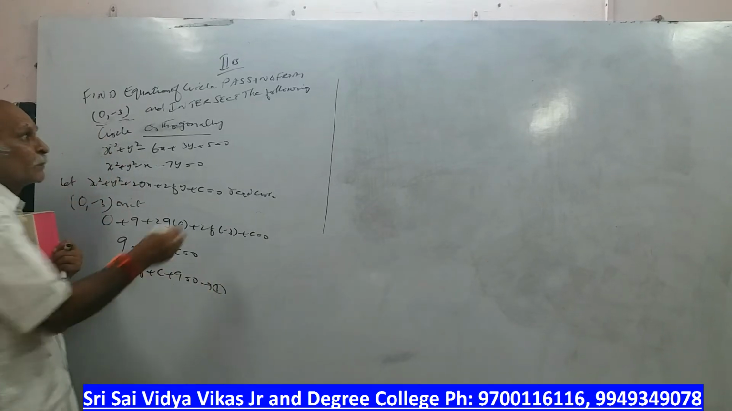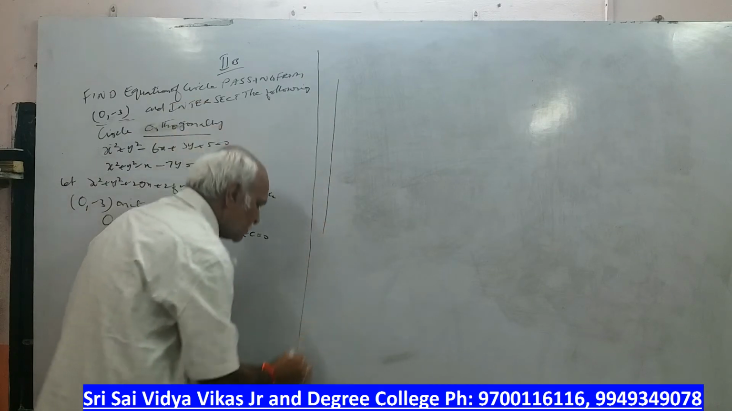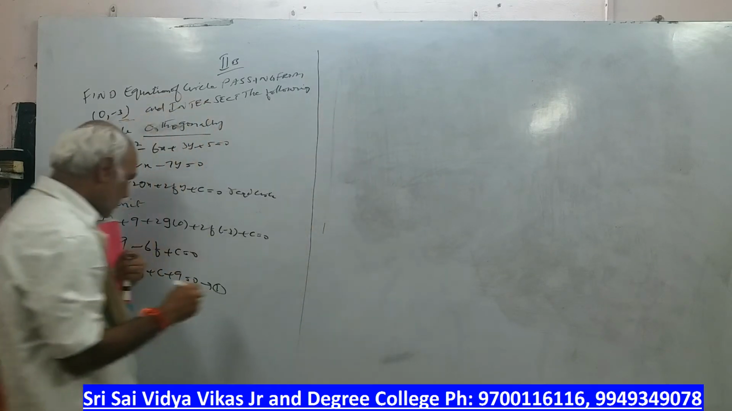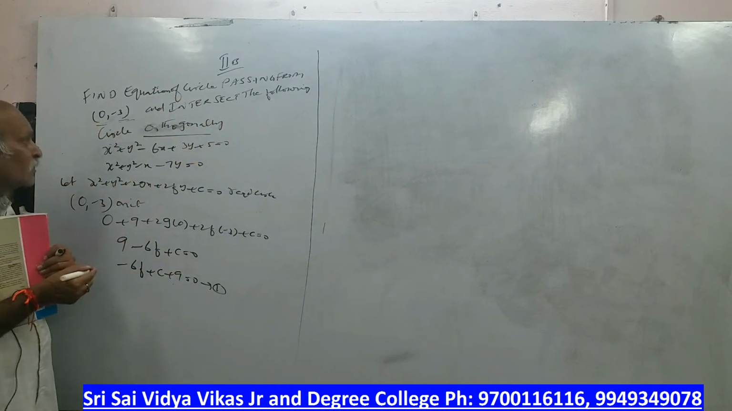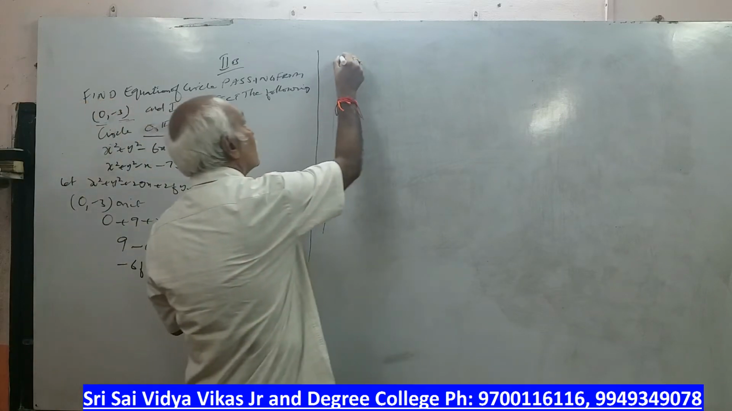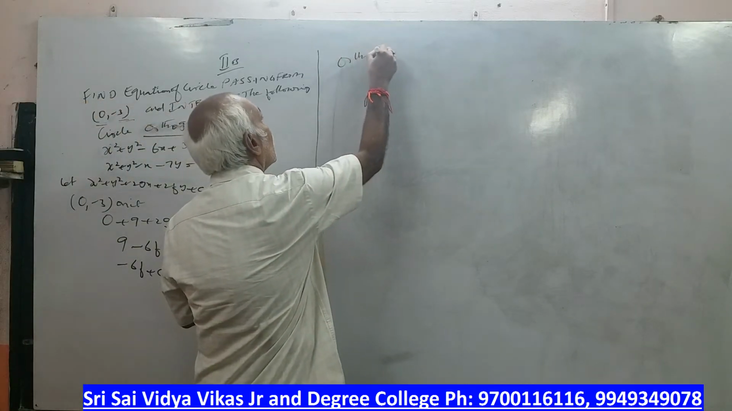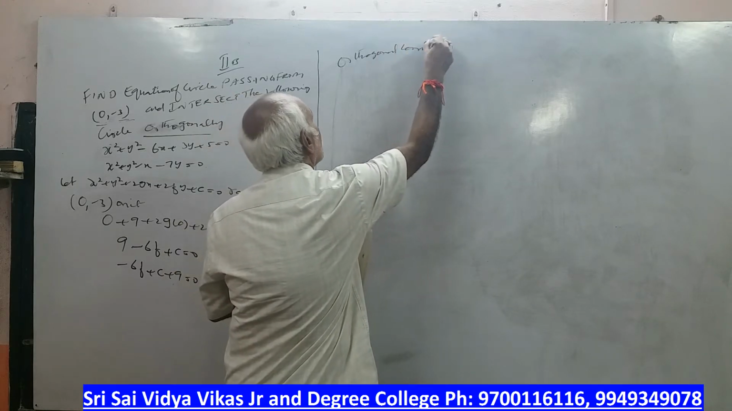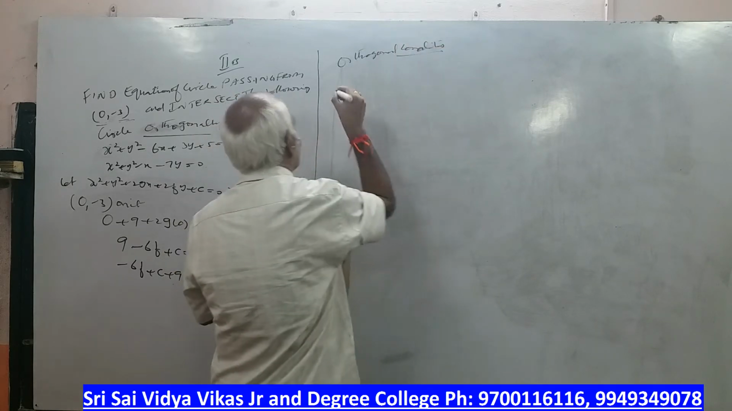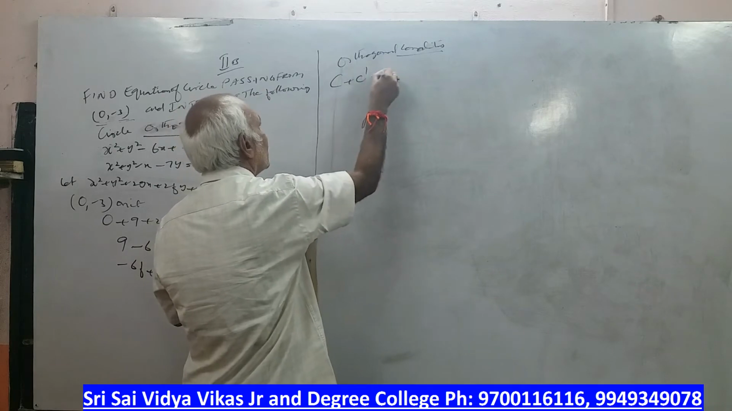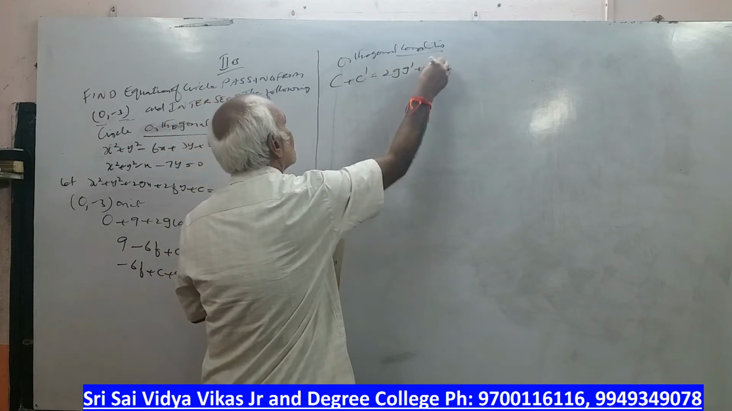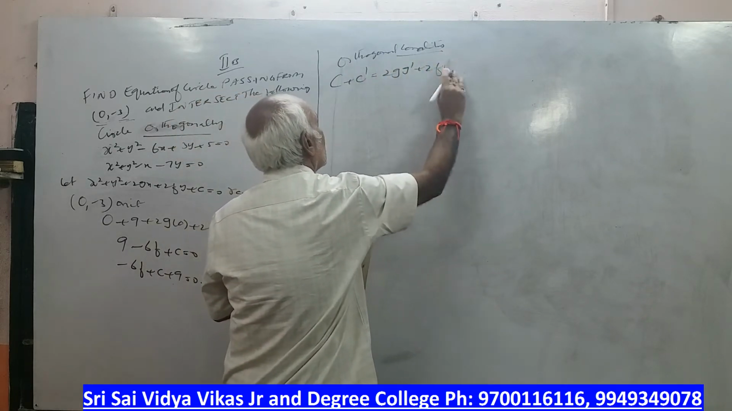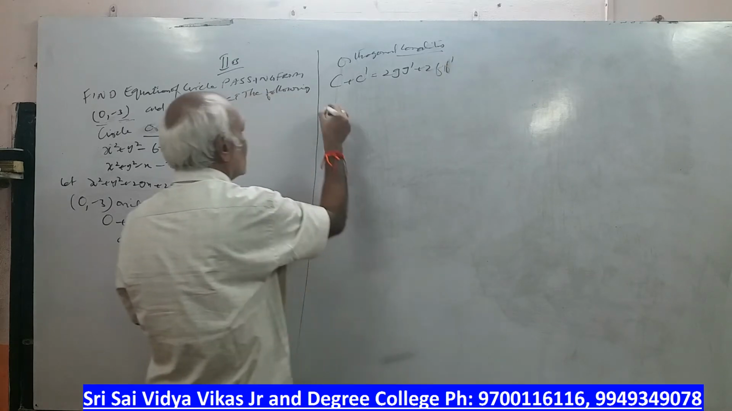This is the first equation. Right? Observe here how the model will be. Now this is the first equation we got. Now the next thing: the orthogonal condition. What is that orthogonal condition? c plus c dash is equal to 2gg dash plus 2ff dash. Same concept.